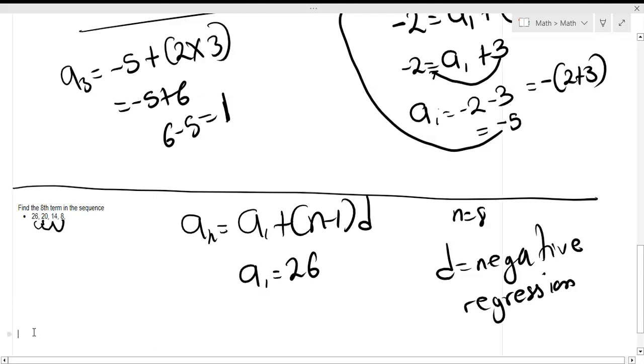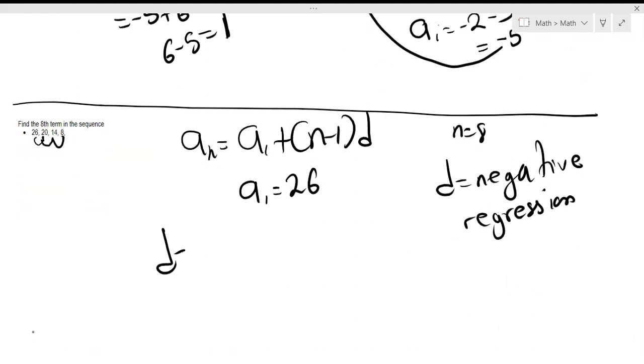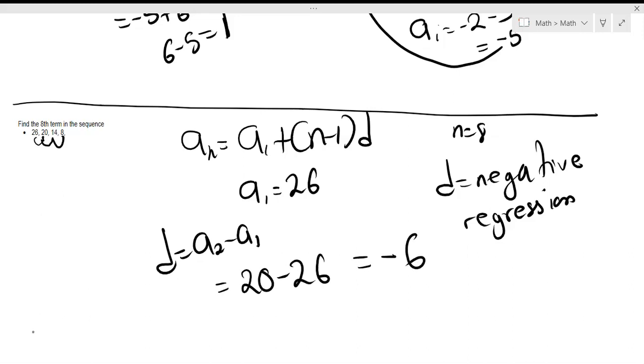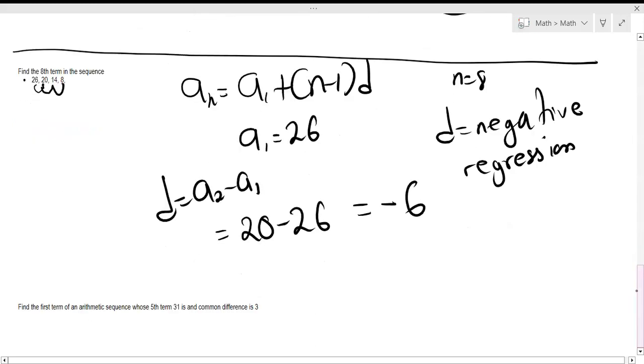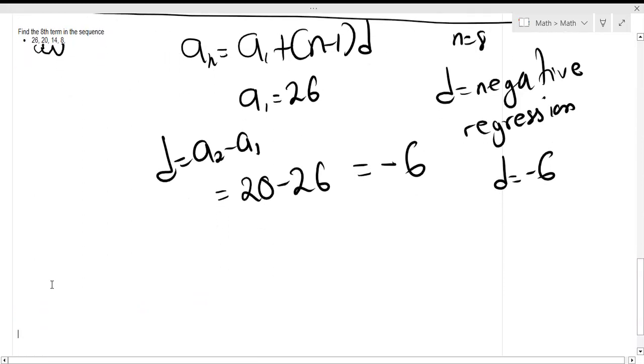Still the normal way: d is equal to a2 minus a1, or a3 minus a2, or a4 minus a3, your choice. So we have 20 minus 26, that will give us minus 6. So it means our common difference is negative. This is d is equal to minus 6. All right, and from there, we're able to input our values.